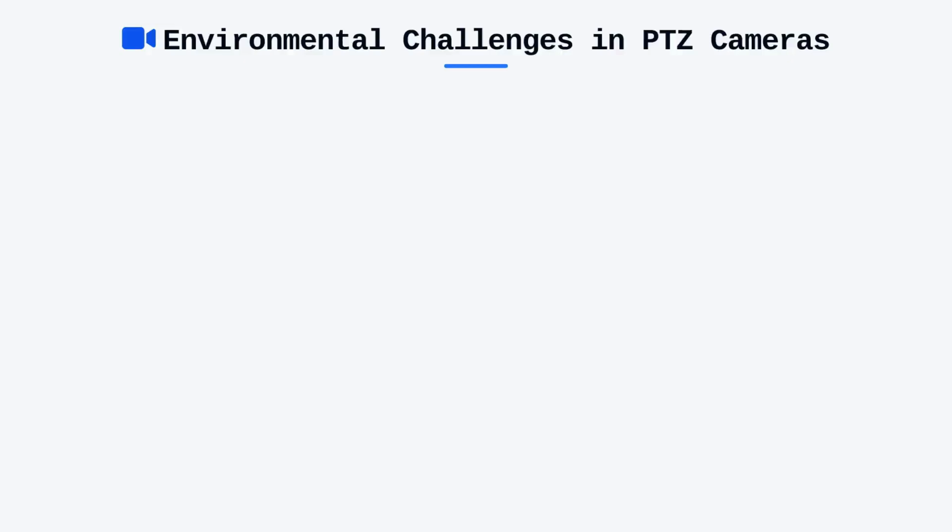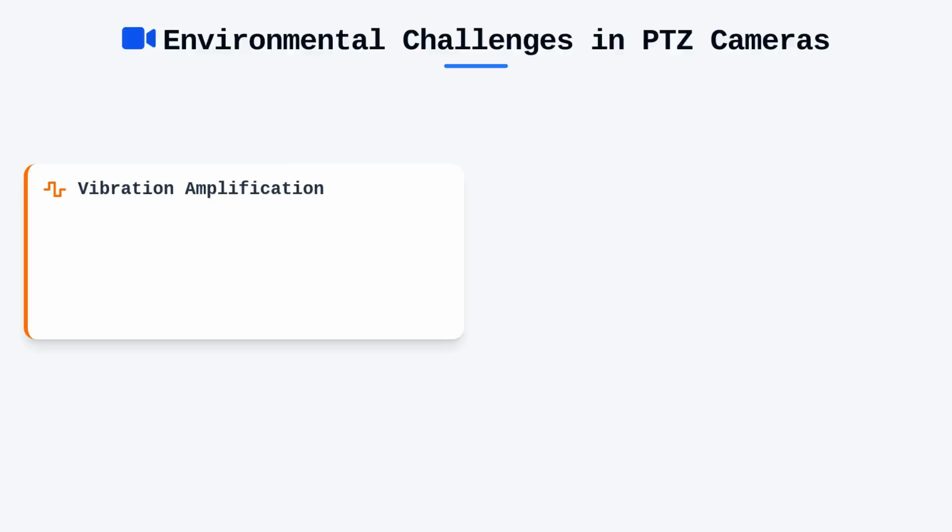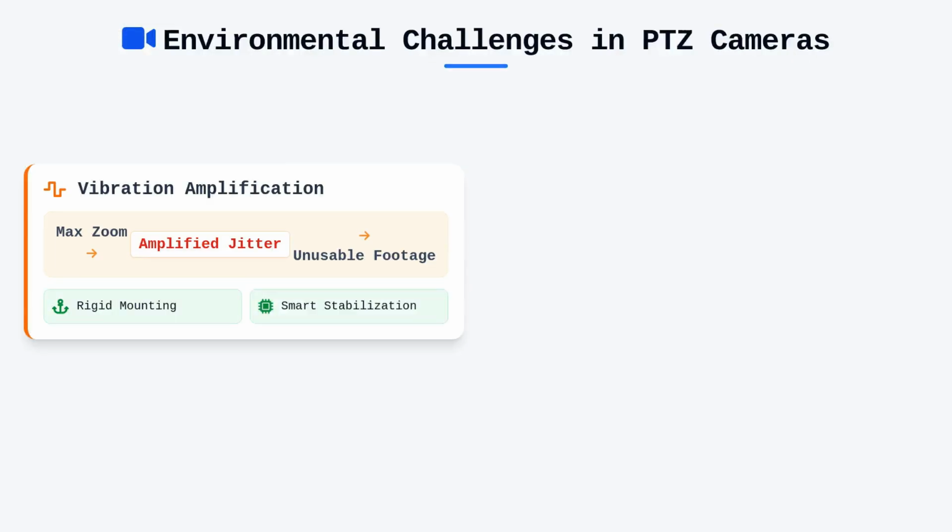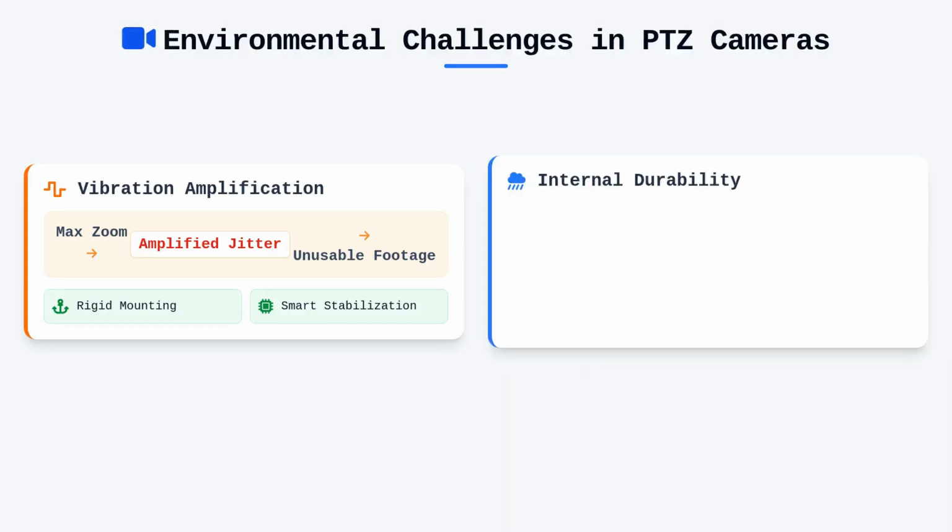Environmental factors significantly complicate the operation of high-performance PTZ cameras. When a camera is positioned at maximum zoom, even minor environmental vibrations are amplified, often leading to jittery or unusable footage. This highlights the necessity of rigid mounting brackets and intelligent image stabilization software that can compensate for these external tremors. Furthermore, the internal mechanical components must withstand extreme temperature fluctuations and humidity without the lubricants hardening or the seals failing.